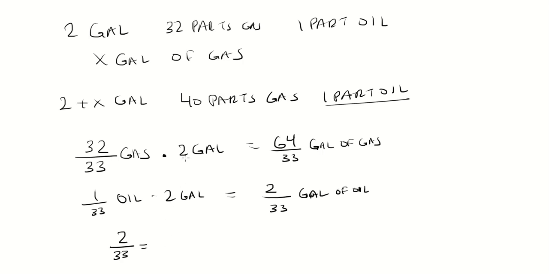But now, we want oil to be 1 out of 41. There's 1 part out of 41 parts. So 1 out of 41 of the total volume of the liquid, which we start off with 2 gallons, and we're going to add X gallons.